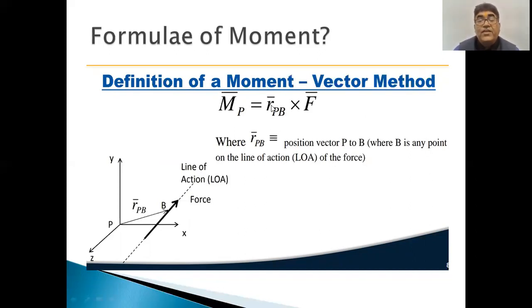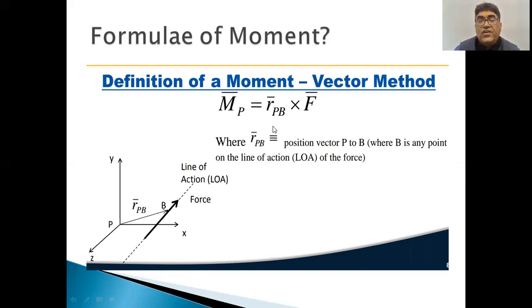In the vector product, we need the distance PB. It is very clear that this distance, represented in vector form, starts from point P to point B. It can also be written as the position vector of point B with respect to point P.